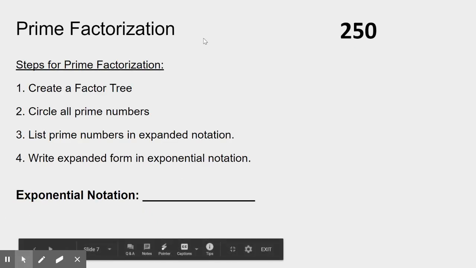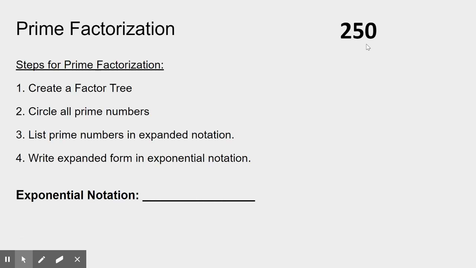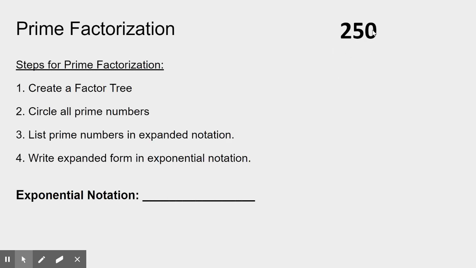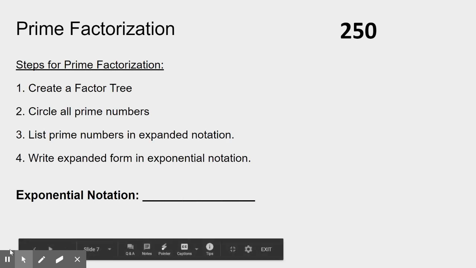So on your own right now, I want you to do the prime factorization of 250. Now, there are multiple factors you can use. There is no right or wrong answer when determining out of all the factors of 250 which ones to use. As long as you end up with the same answer, you're good to go. So please take a moment and try this on your own. Go ahead and pause the video.